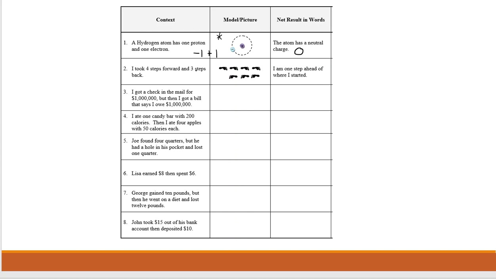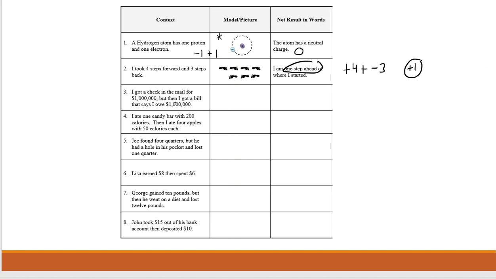I took 4 steps forward and 3 steps back. So taking 4 steps forward and 3 steps back, when you combine those, you can see that you're still 1 step ahead of where you started. If you take a +4 and you combine that with a -3, you would end up being ahead 1 step, or a +1. Okay, let's go to the next one.